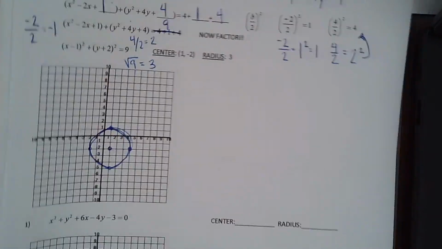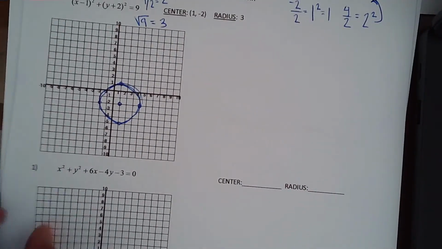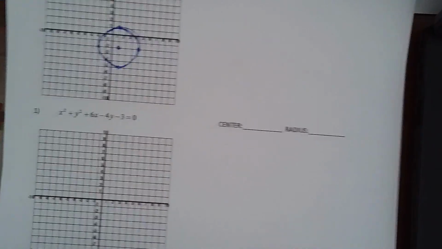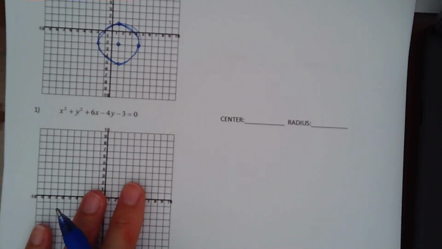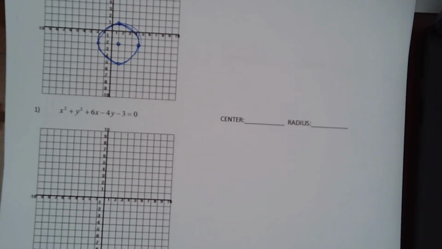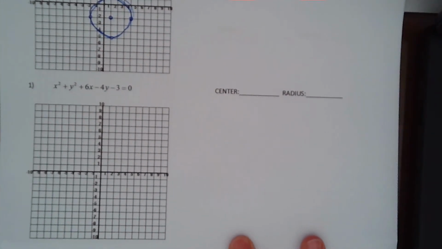Okay, guys, so you're going to do the next 3 problems. And remember, there's not a Go Formative. You're just going to go ahead and take a picture of your work, whether you printed the worksheet or did it on a separate piece of paper, and turn it into Google Classroom.